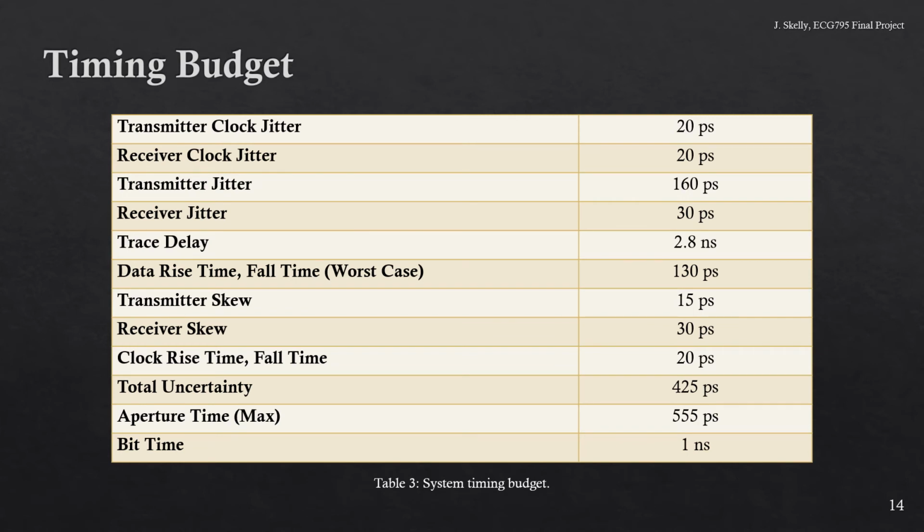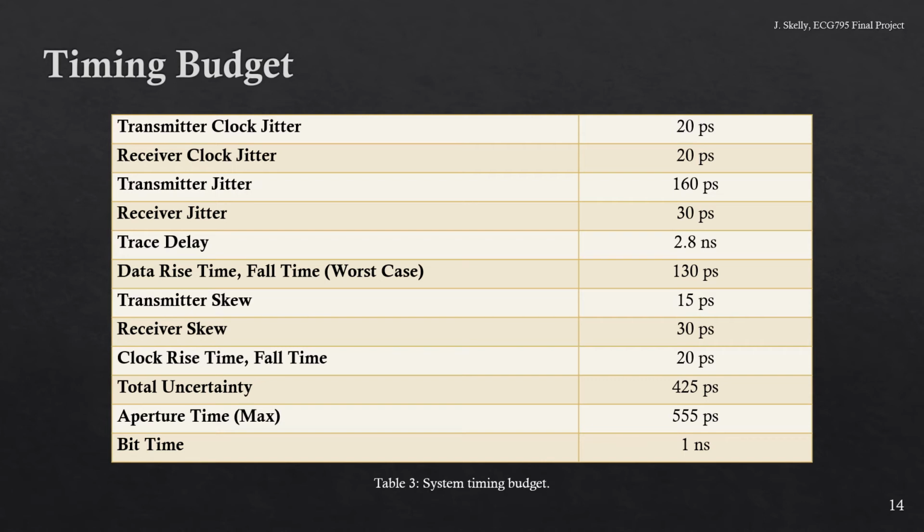Observe Table 3, the system timing budget. All sources of skew and jitter are listed in the table. The trace delay is also listed, but the delay through the comparator, flip-flops, and output buffers is left out of this table. The total delay from input to output of the system is around 3.75 nanoseconds and can be observed in the TDR and TDT waveforms in the results section.